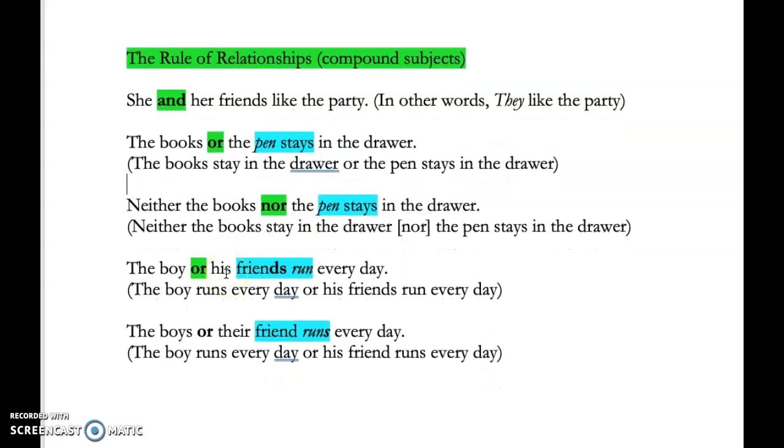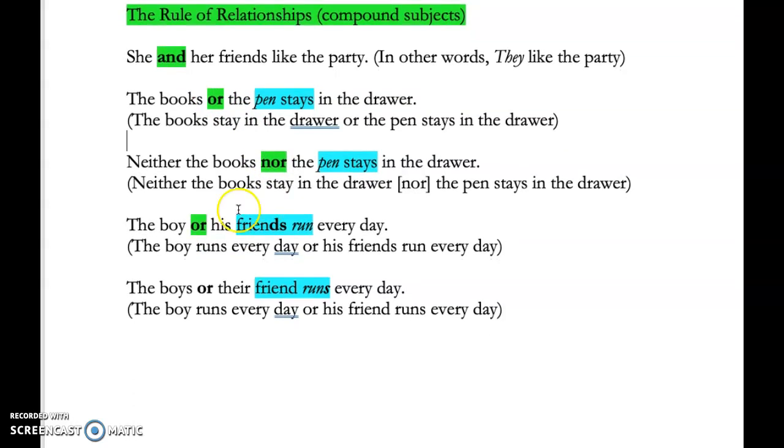Here's another example. Neither the books nor the pen stays in the drawer. In this case, the word pen is also closest to the verb, and so it makes the verb singular. And I forgot to point out that this rule applies the same way for or and nor. Here's another example: the boy or his friends. In this case, friends is plural, and so a plural verb does not take an S.